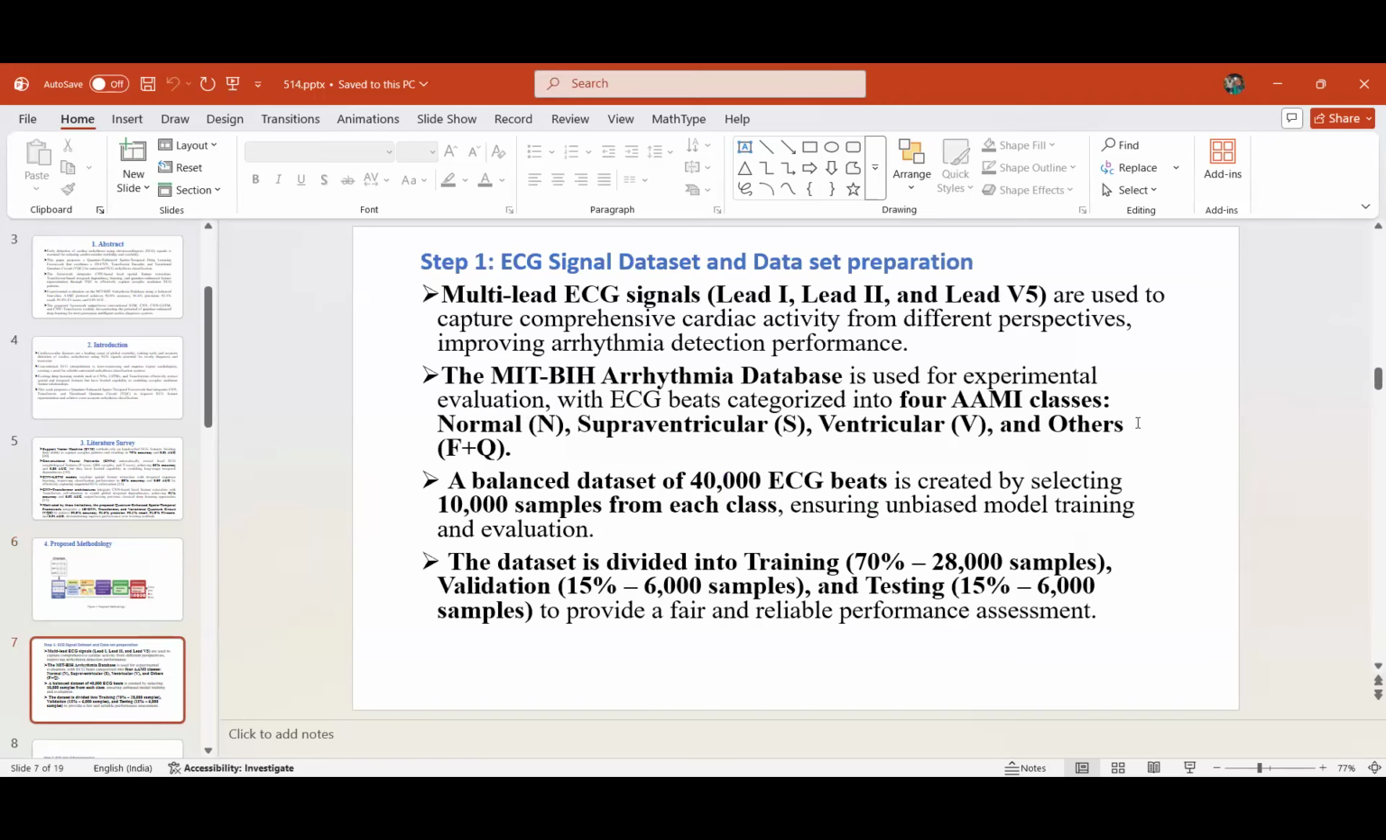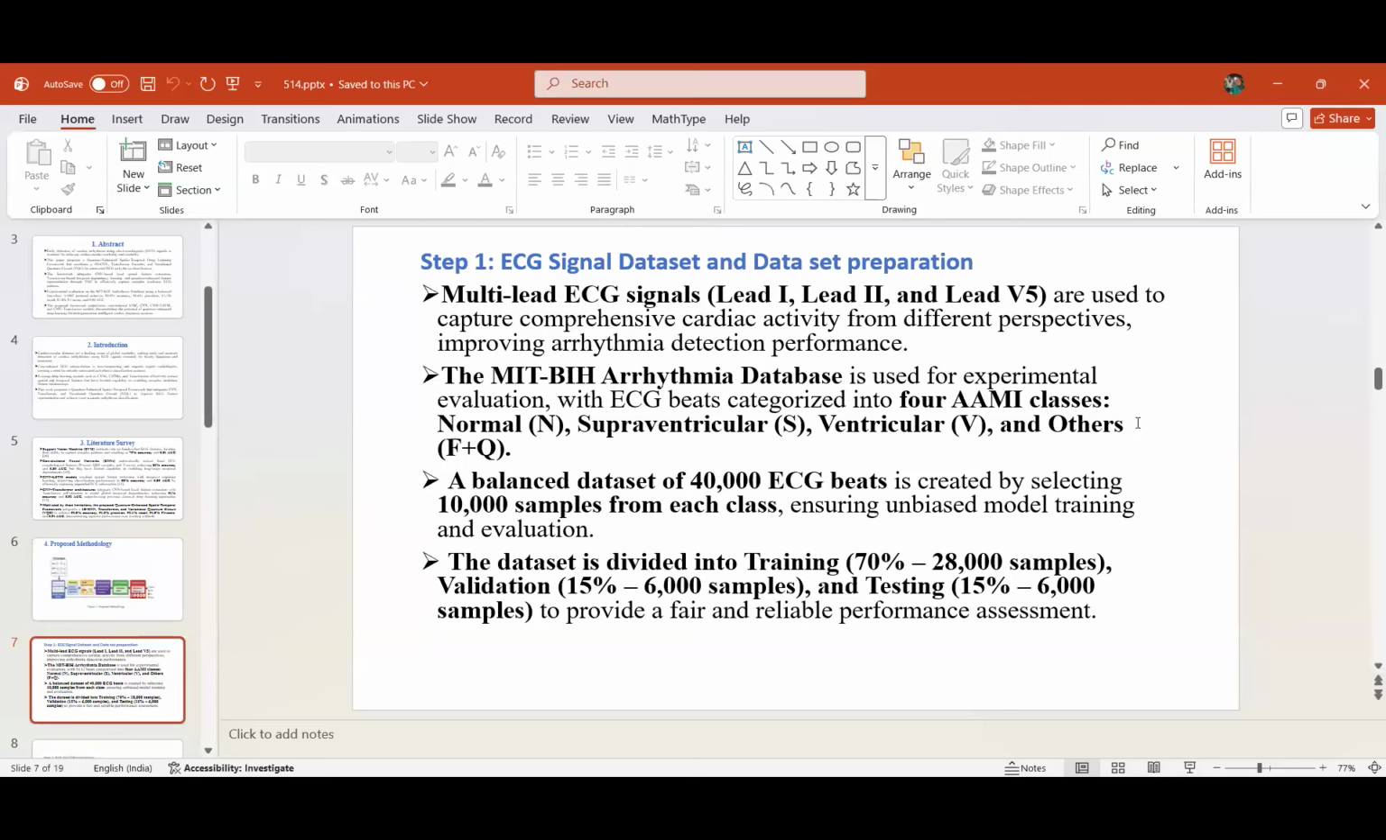Here we are going to present each and every step. Multi-lead ECG signals are taken: lead one, lead two, and lead five are used to capture cardiac activity from different perspectives. We use four classes: normal, supraventricular, ventricular, and others. A balanced set of 40,000 ECG beats is created by selecting 10,000 samples for each class, ensuring unbiased modeling, training, and evaluation.